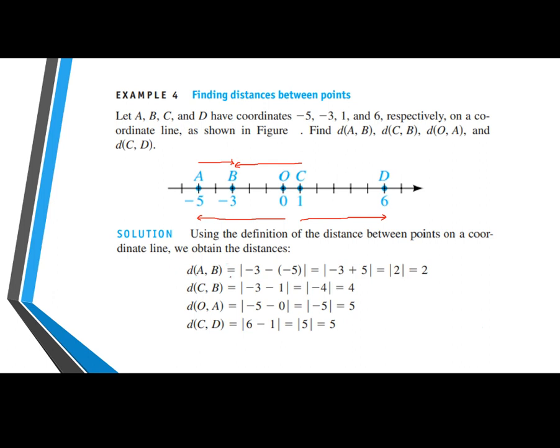The distance between A and B is equal to the absolute value of A to B. So the value of point B, you subtract the value of point A, where you started. So A is negative 5. So this is equal to the absolute value of negative 3 plus 5, equal to 2. So the distance A to B is equal to 2.